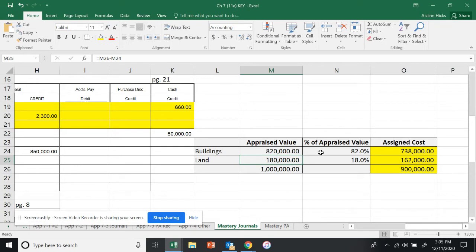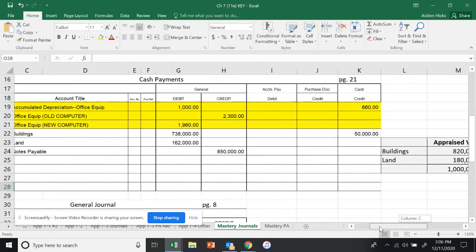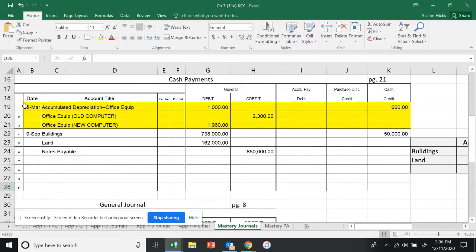Okay. I figured out my percentages. 820 of $1 million is 82%. And 180 of $1 million is 18%. So with that in mind, I can figure out this $900,000. 82% of 900,000 is 738. 18% is 162. Okay. So this is my breakdown. These are my assigned costs. All right. So when I purchase it, then zip, zip, zip, zip, zip. It's a thing of beauty.